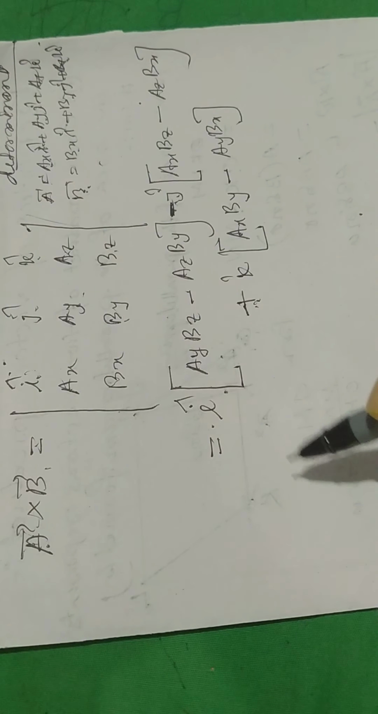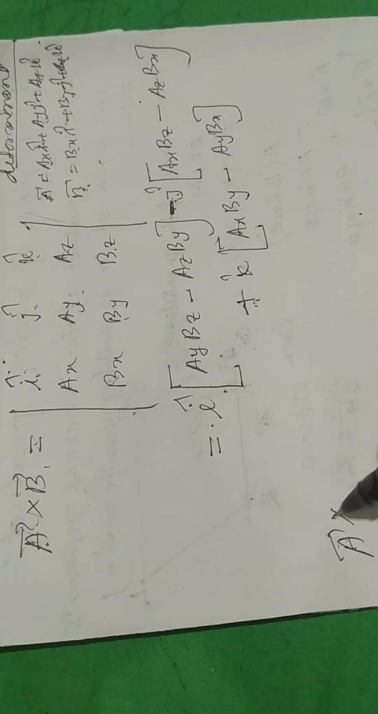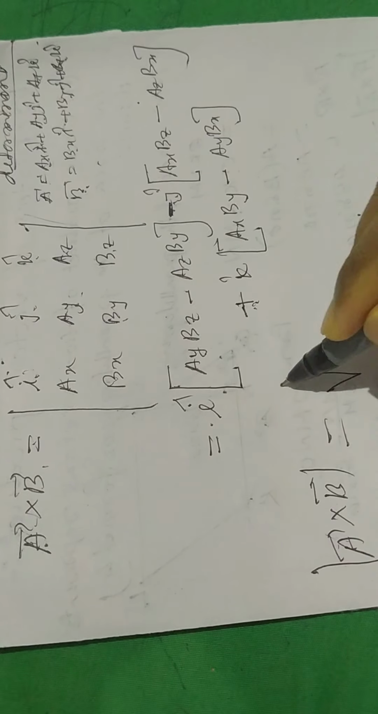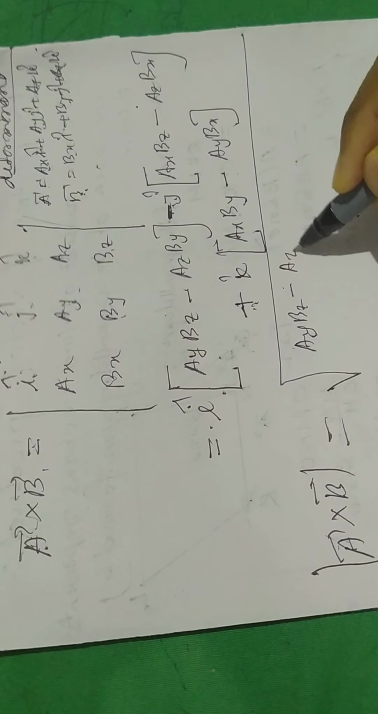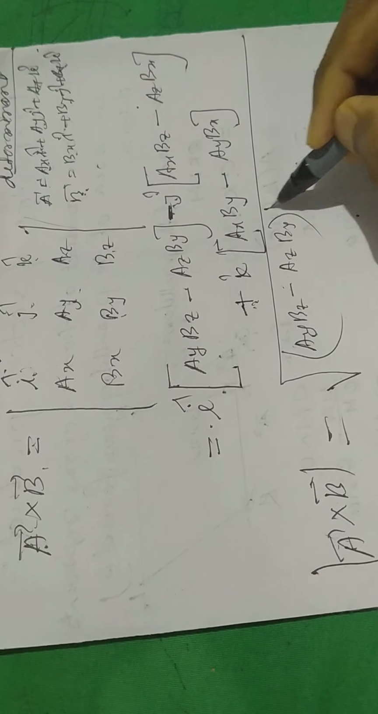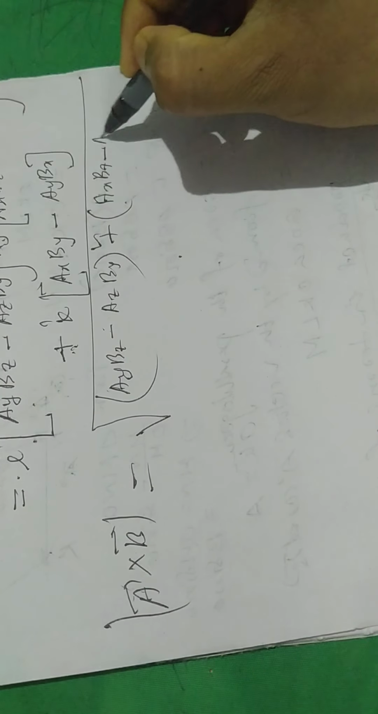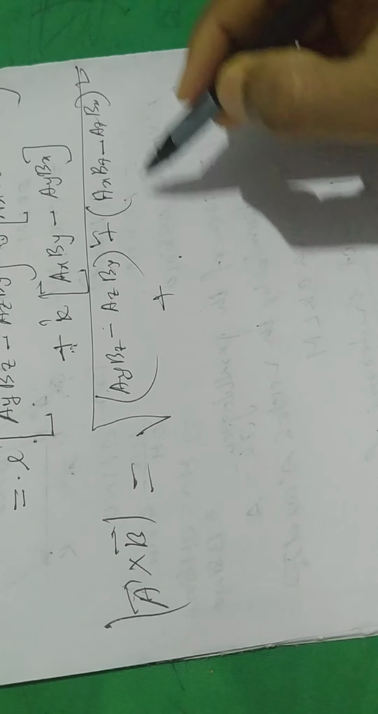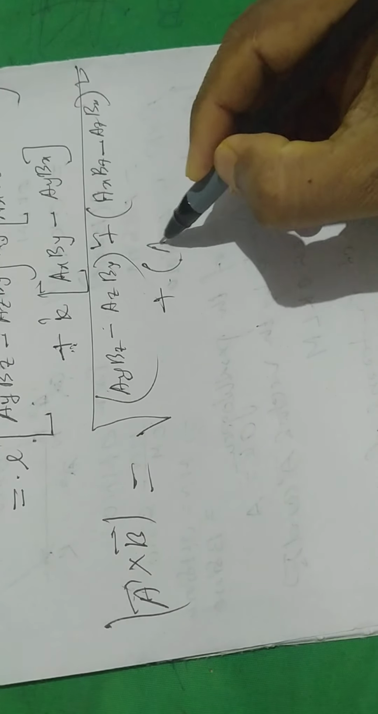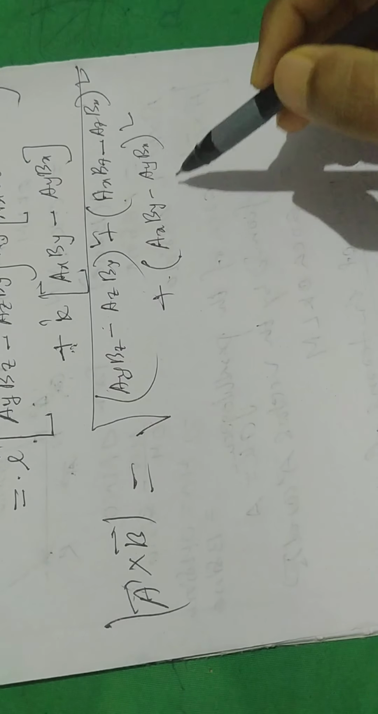If we write the magnitude, then the magnitude of A cross B, taking modulus, is the square root of AY BZ minus AZ BY whole square, plus AX BZ minus AZ BX whole square, plus AX BY minus AY BX whole square.